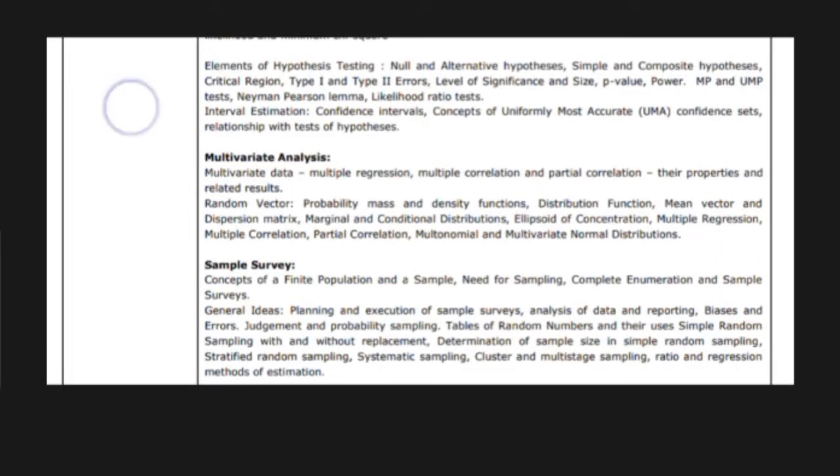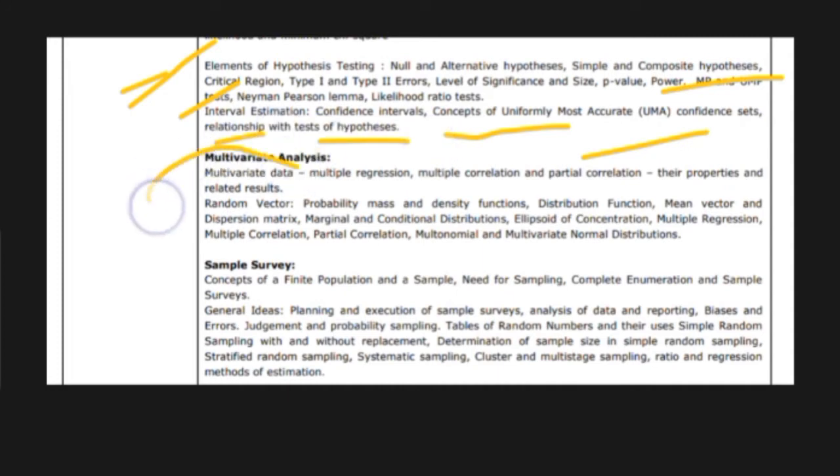Next, there are questions on elements of hypothesis testing, that is null and alternative hypothesis. Then simple and composite hypothesis, then critical region, type 1 and type 2 errors, then level of significance and size, p-value, then confidence intervals, concepts of uniformly most accurate, that is UMA, confidence sets, and their relationship with tests of hypothesis.